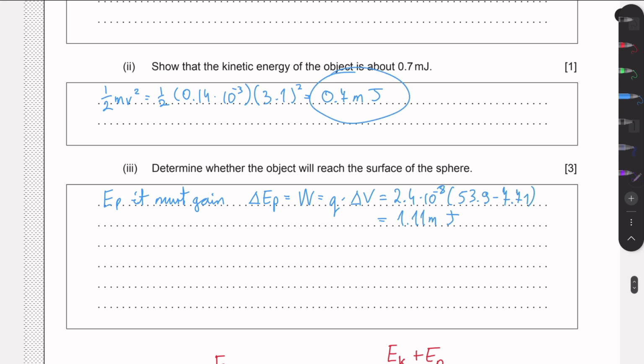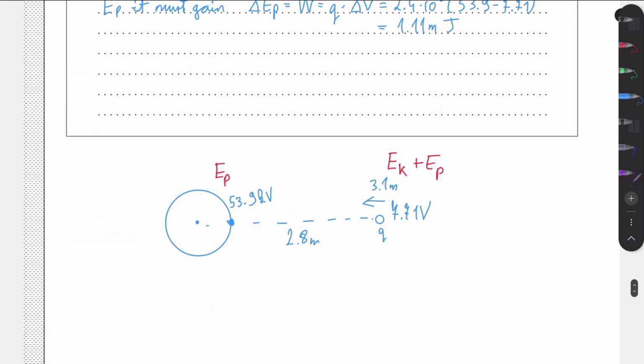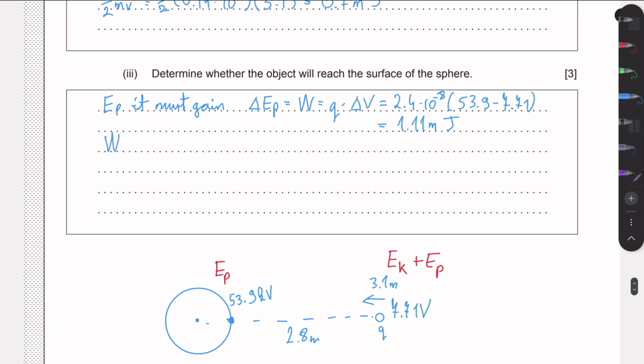But we only have 0.7 millijoules of kinetic energy. So when we run out of kinetic energy, we will not be at the surface yet, as we would need a little bit more energy to make it all the way to the surface. So we need more energy to be able to convert all the kinetic energy to potential energy. So since 0.7 is smaller than 1.1, we don't have enough energy to do that, and so we will not reach the surface.